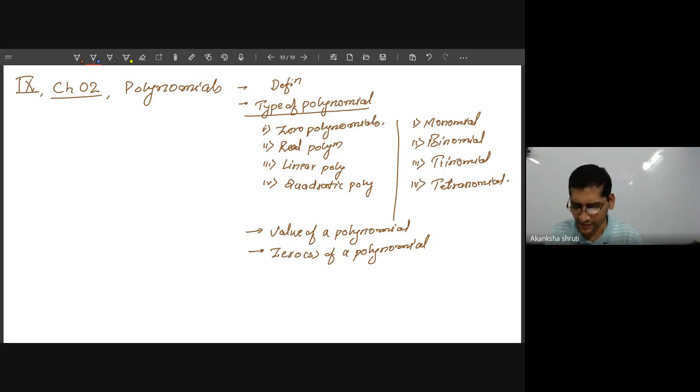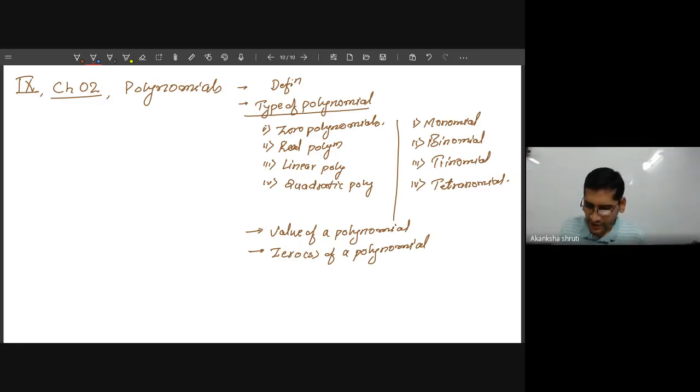This is one category. The other category is linear polynomial, real polynomial, zero polynomial. So what all these are means broadly they are classified on two bases. That thing we will learn, and the other one is the value of polynomial and zeros of a polynomial. What do we mean by value of a polynomial and how to calculate zeros of a polynomial?